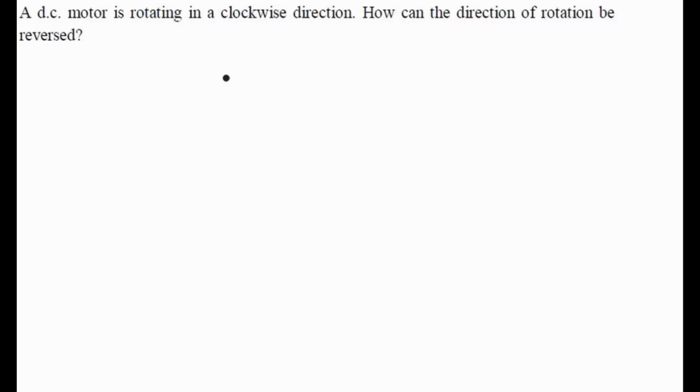Hello everyone, let's try to answer this question from the chapter Current Electricity based on the concept DC motor. Let's go through the question and try to understand what is given in the question. A DC motor is rotating in clockwise direction. How can the direction of rotation be reversed?